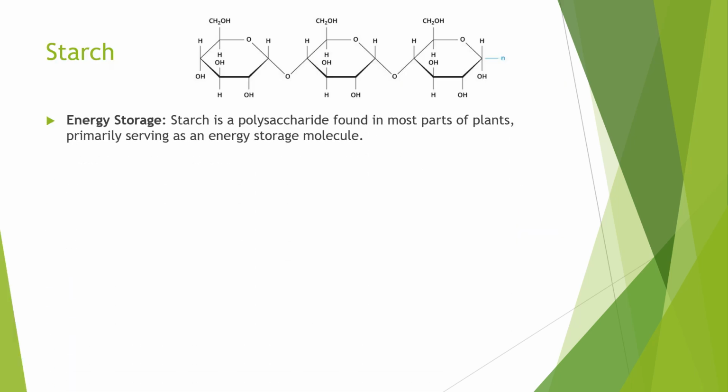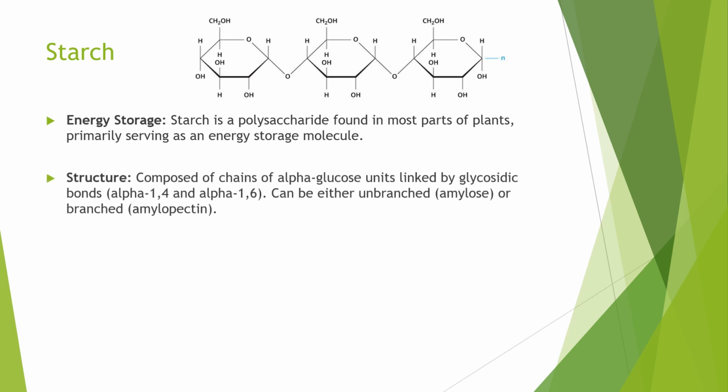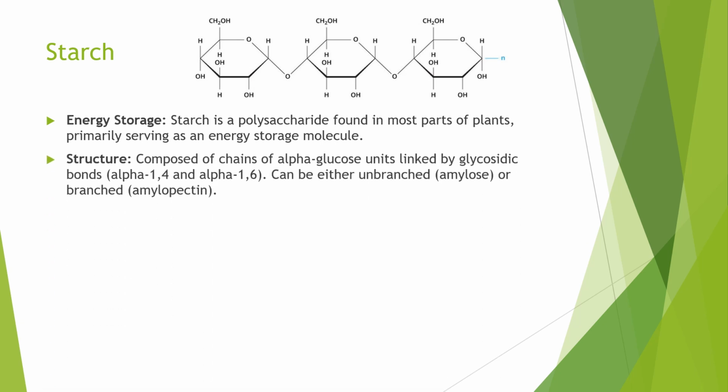So let's jump into starch, the primary energy storage polysaccharide found in plants. Starch is vital because it allows plants to store energy efficiently for later use. Starch is made up of long chains of alpha glucose units, linked by glycosidic bonds. There are two forms of starch, amylose and amylopectin.